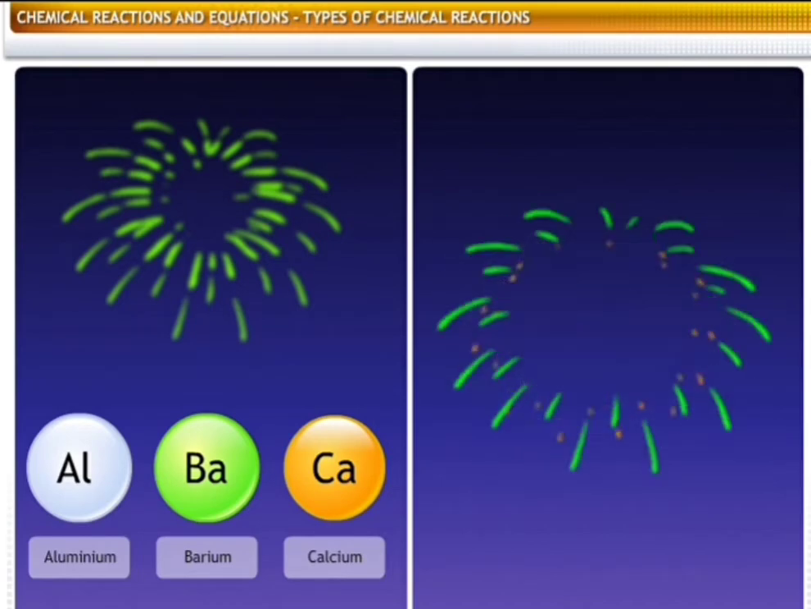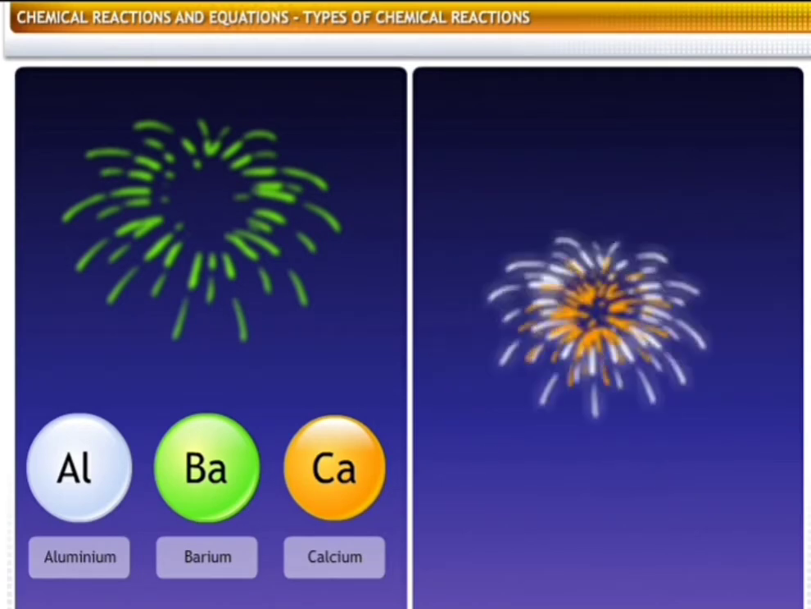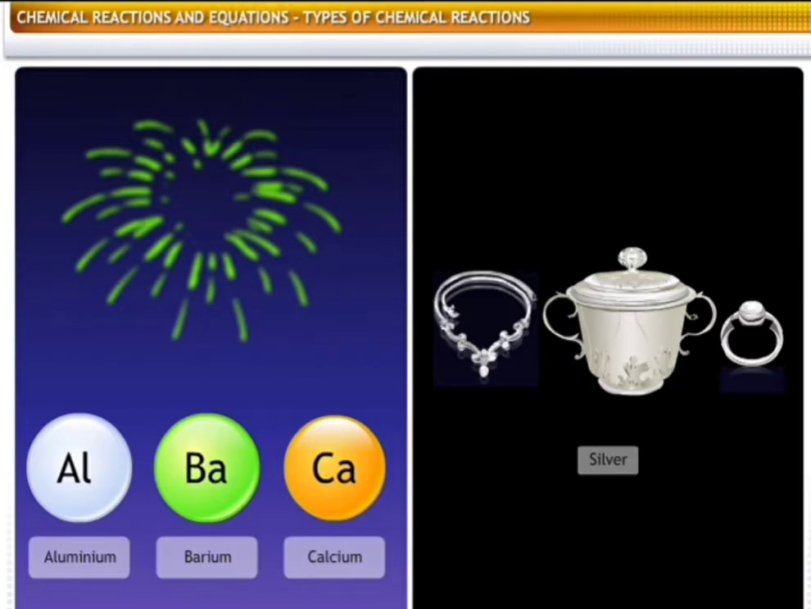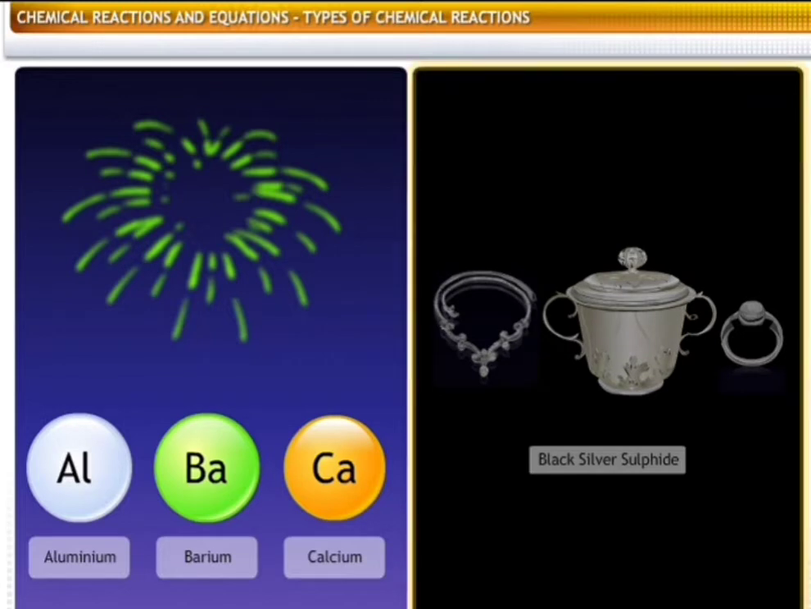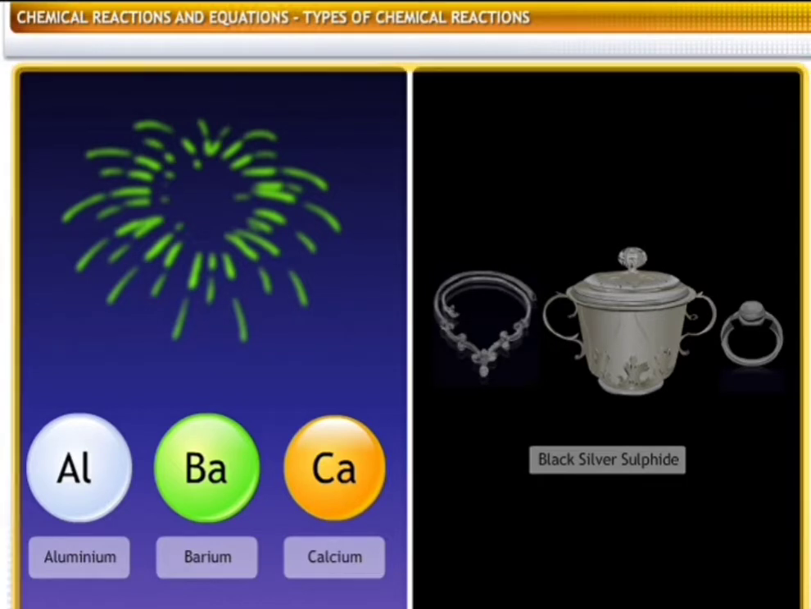Thus, elements get oxidized when you burn crackers. Similarly, silver reacts with hydrogen sulfide in air and forms black silver sulfide. Thus, silver combines with sulfur in this reaction. All chemical reactions can be classified based on the different ways in which elements react with each other.